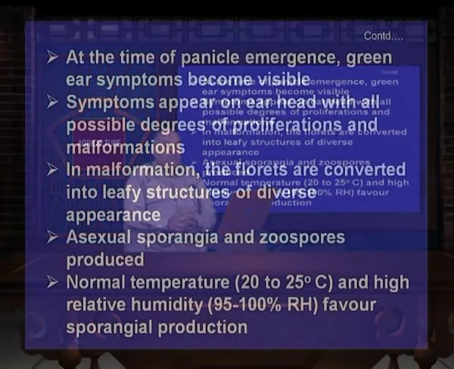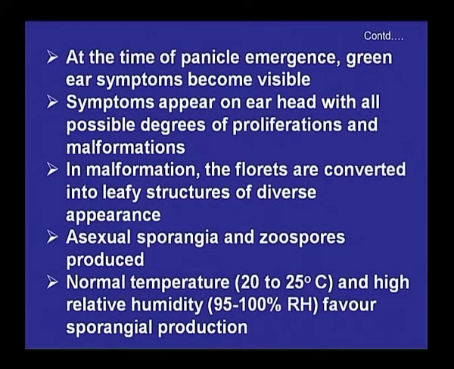At the time of panicle emergence, green ear symptoms become visible. Symptoms appear on the ear head with all possible degrees of proliferations and malformations. In malformation, the florets are converted into leafy structures of diverse appearance. Asexual sporangia and zoospores are produced, and normal temperature of 20 to 25 degrees centigrade and high relative humidity, that is 95 to 100%, favor sporangial production.